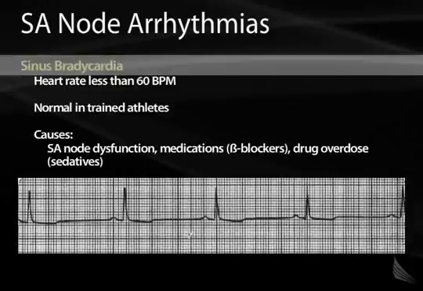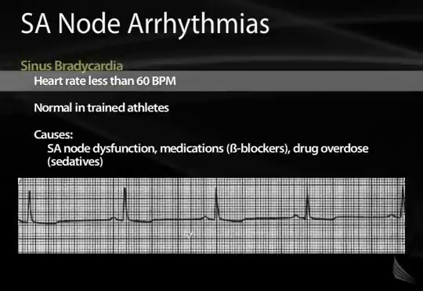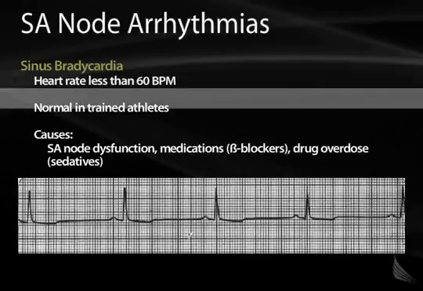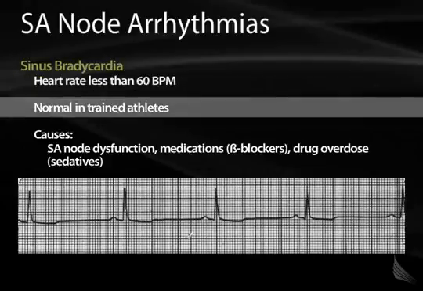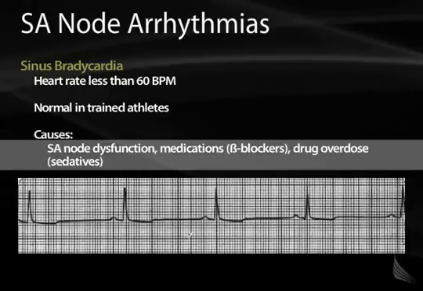Sinus bradycardia is a sinus rhythm with a heart rate less than 60 beats per minute. Many people at rest have a heart rate less than 60 beats per minute, especially trained athletes. Sinus bradycardia may also be worrisome in patients that have sinoatrial node dysfunction, such as coronary disease leading to ischemia of the sinoatrial node. Certain medications can cause sinus bradycardia, such as beta blockers and certain calcium channel blockers. And drug overdose of medications such as sedatives and opiates may also cause sinus bradycardia.